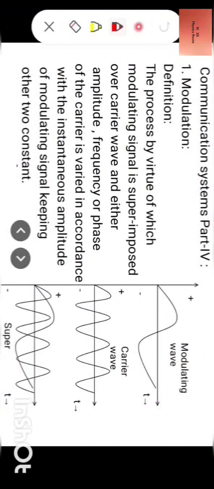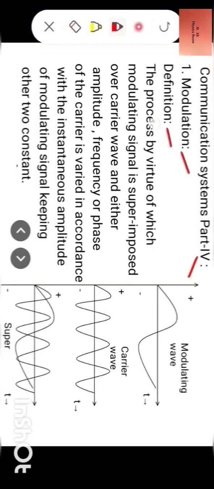Hello friends, continuing with the chapter of communication systems. Today we come to its fourth part, that is communication systems part 4. In this part we will study about modulation. What is modulation? Let us define.